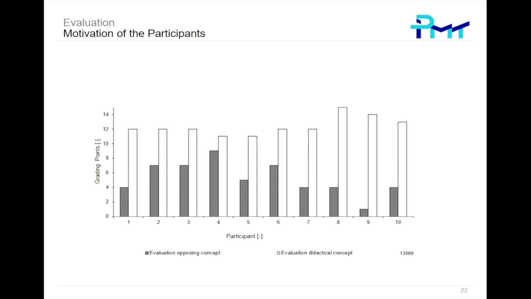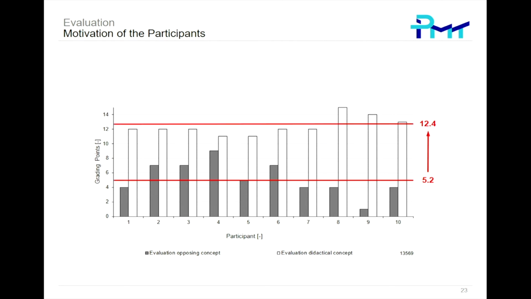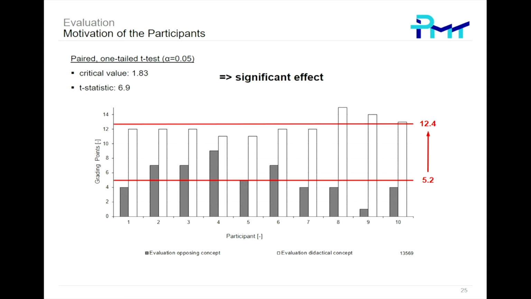For the motivation, again, on the y-axis you can see the grading points. It's a scale from 0 to 15 points max. The darker columns are, again, the opposing concept, the lighter one is mine. So you can see that the motivation when using my concept rose from 5.2 to 12.4 points. Again, I did a paired one-tailed t-test with an alpha of 0.05. Critical value again is 1.83, and the t-statistic in this test is 6.9, which again leads to the conclusion that with a 95% probability, we do have a significant effect when using my concept.